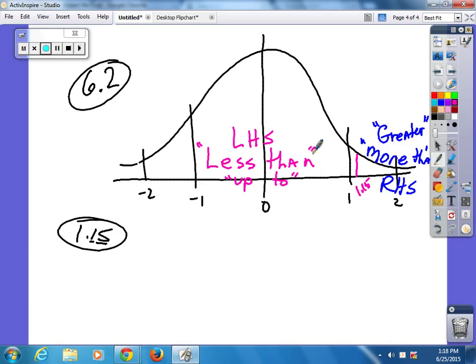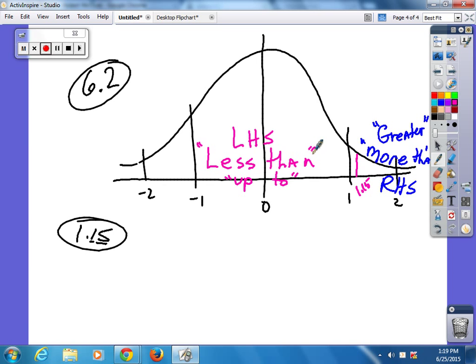Less than, up to, that you get the point. All right. In other words, they tell you find the area of blah blah blah less than 1.15. Then you know you're going to find the left-hand side area.